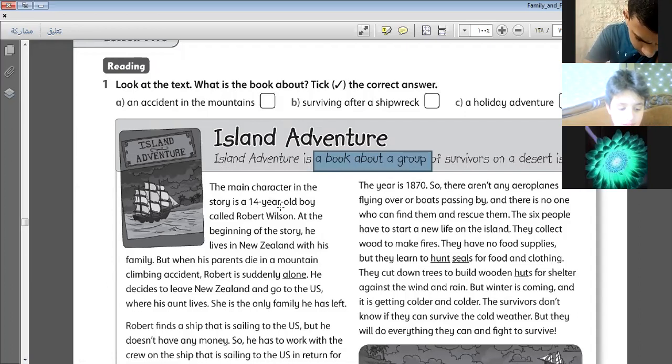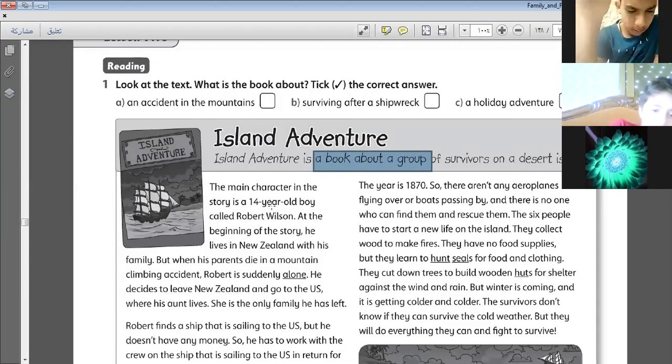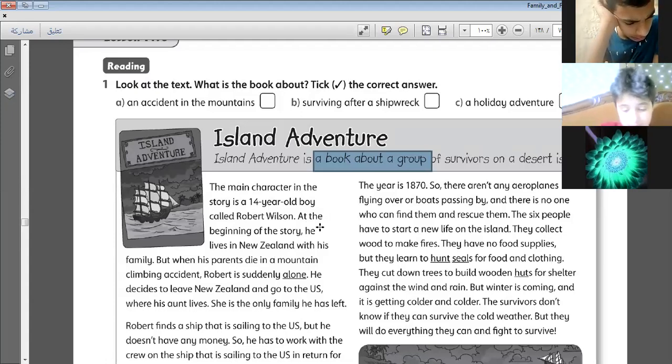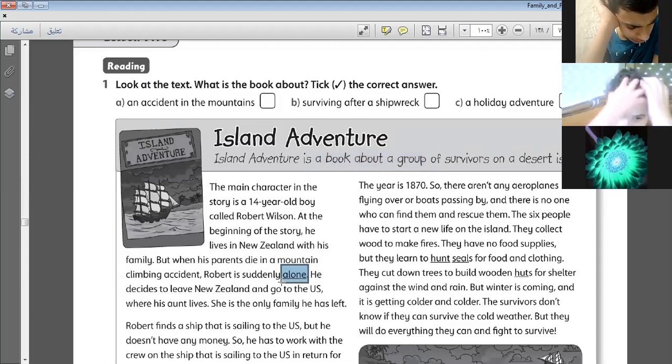So the main character in the story is a 14-year-old boy called Robert Wilson. At the beginning of the story, he lives in New Zealand with his family. But when his parents die in a mountain climbing accident, Robert is suddenly alone. Alone, translate it. Alone.